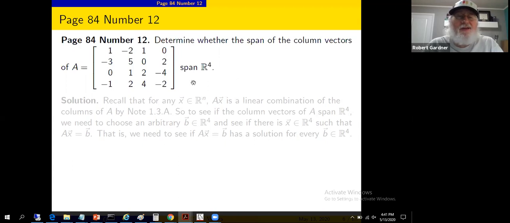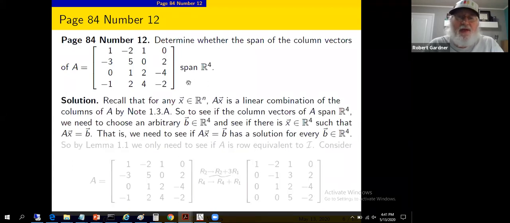How could we get a linear combination of the columns of matrix A? This is how. Remember note 1.3.A? I made a big deal out of it. If we look at A, matrix A is given here, times vector X, where X is an element of R4, AX then is a linear combination of the columns of that matrix. So what we're really asking is: is there a vector X such that A times X equals B? We need to be able to see if this can be done for every B in R4.